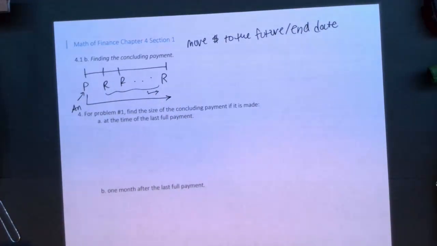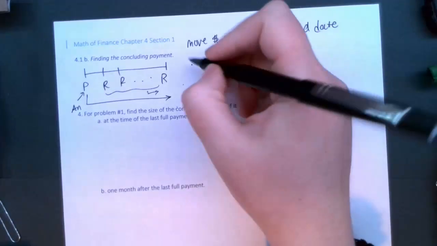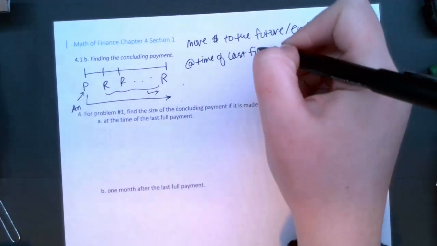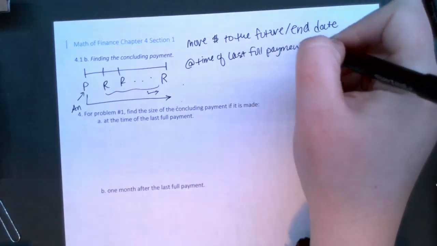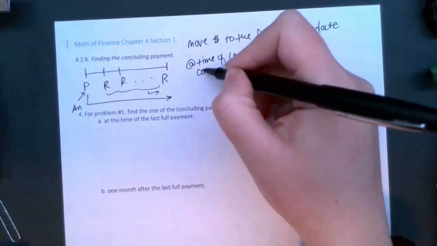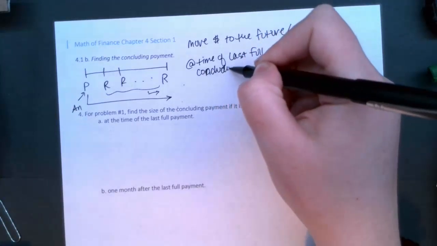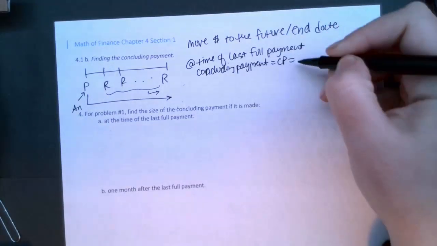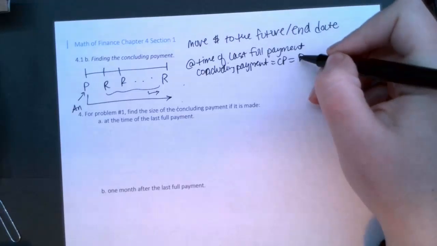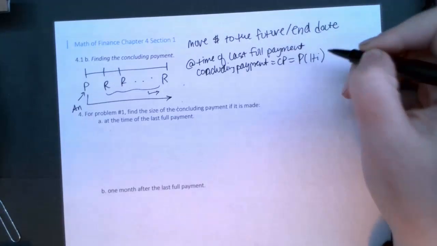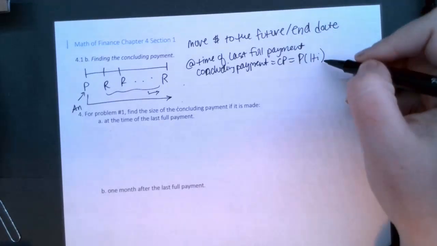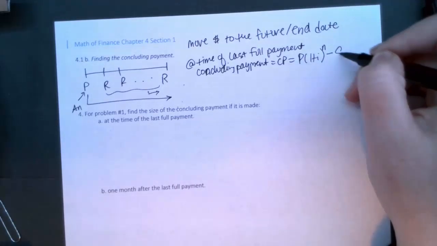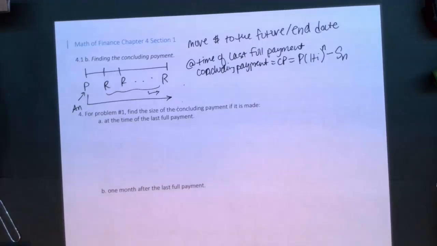Okay, so we have, again, 2 different pieces here. At the time of the last full payment, our formula is going to be the concluding payment. I abbreviate this as CP sometimes. You don't have to. Your book just calls it formula 4.1 and 4.2, which I find confusing. So this is going to be P times 1 plus i, whatever your interest rate is, to the n. So again, we're taking into account all the payments, minus S sub n. Okay, so again, S sub n comes back.